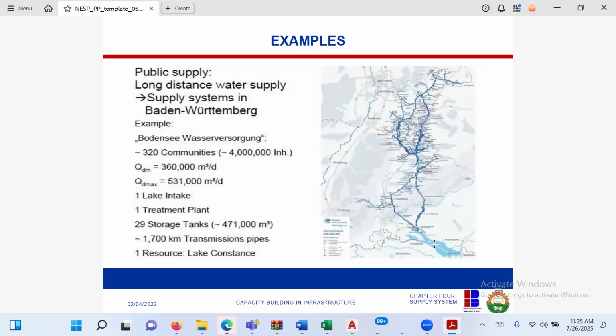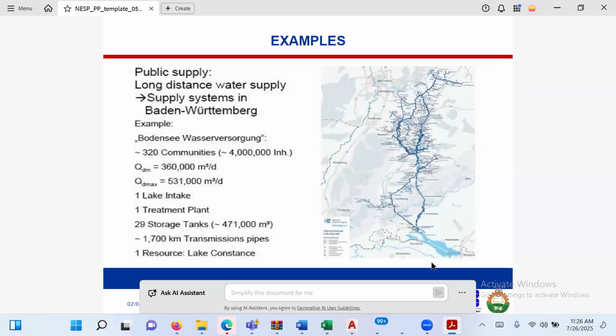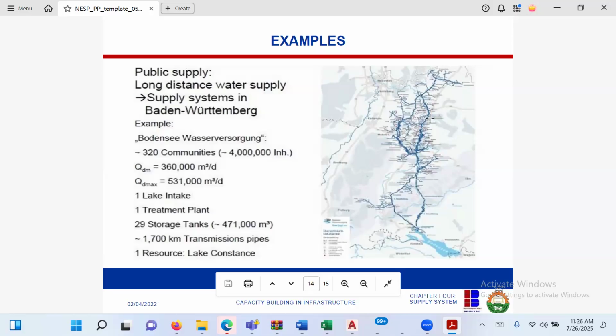And the tank has 471 cubic meters of storage, servicing 4 million people. You can do the maths. You begin to see that these tanks probably are recharged twice per day or once per day. They have 1 resource, and they have 1,700 kilometers of transmission pipelines. This is the second example. On the map, you can see their lake, and then you can see how they pipe their water all around the community.